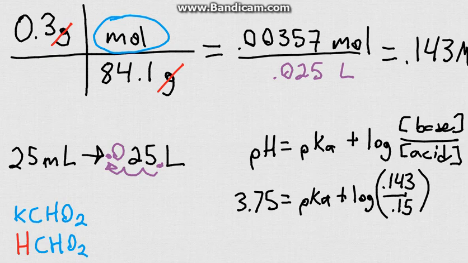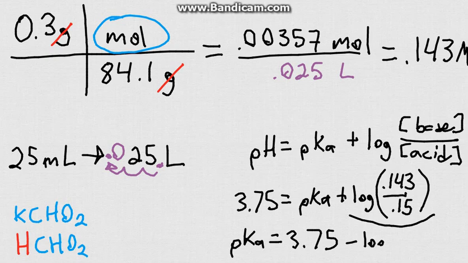So in other words, what we can do is we can say pKa is equal to 3.75, and now we're just going to subtract log on both sides. So all I did was I just subtracted this log on both sides, this log right here, minus the log of 0.143 over 0.15, which is essentially going to give us a pKa of 3.77. But now, we do not want the pKa. What we actually want is the Ka value.